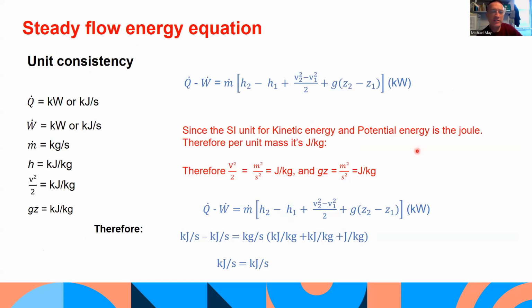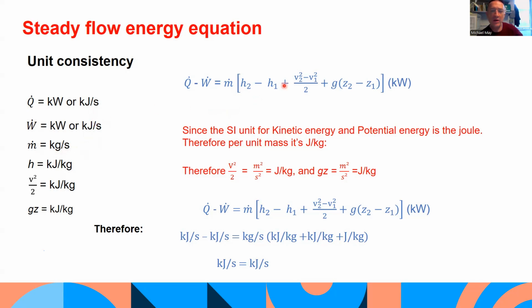So this slide here just outlines the unit consistency for this equation. The heat transfer rate is in kilojoules per second or kilowatts. The rate of doing work, which is power, is in kilowatts or kilojoules per second as well. The mass flow rate up here is in kilograms per second. And the specific enthalpy would be in kilojoules per kilogram. So when we multiply m dot by h, the kilograms cancel and you're left with kilojoules per second, which is the same as up here. So that unit consistency is fine.